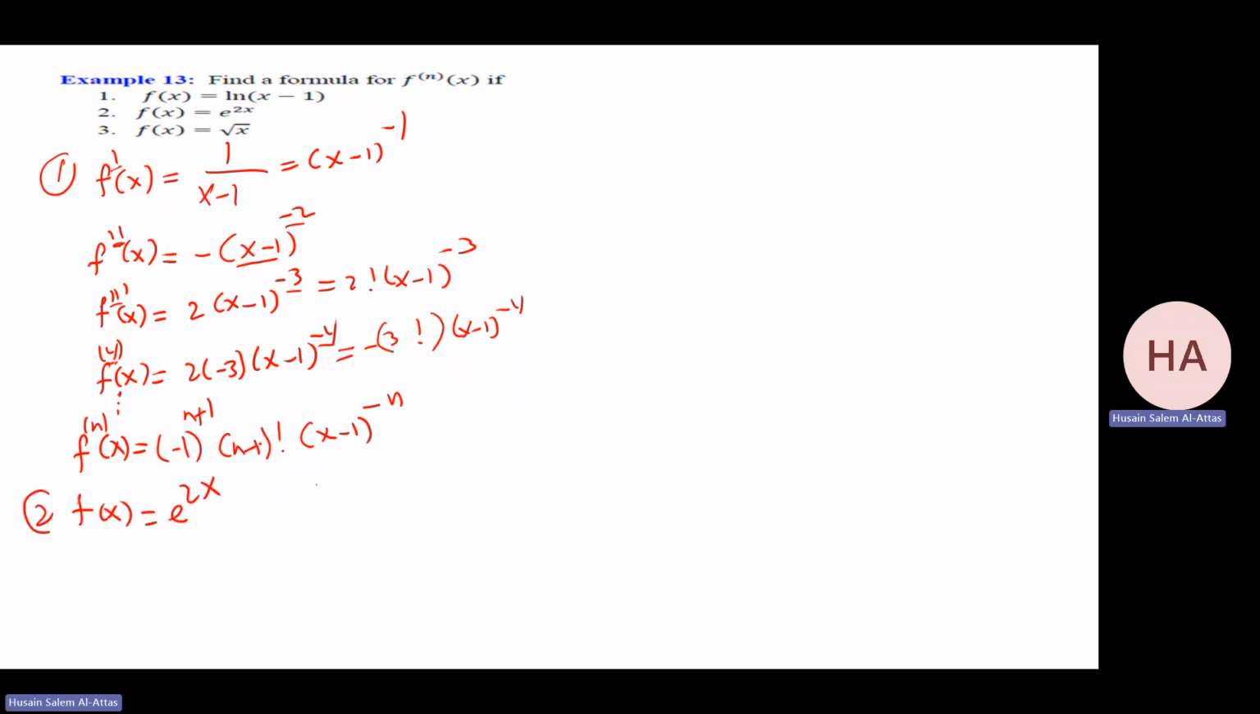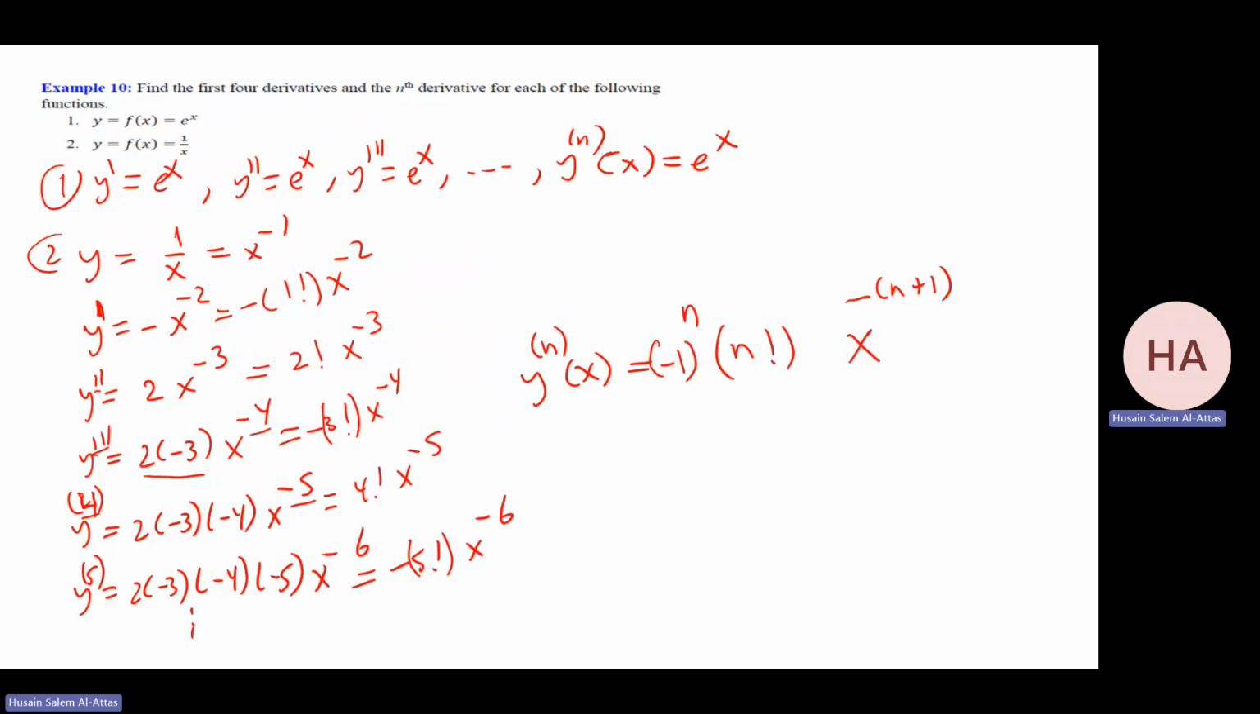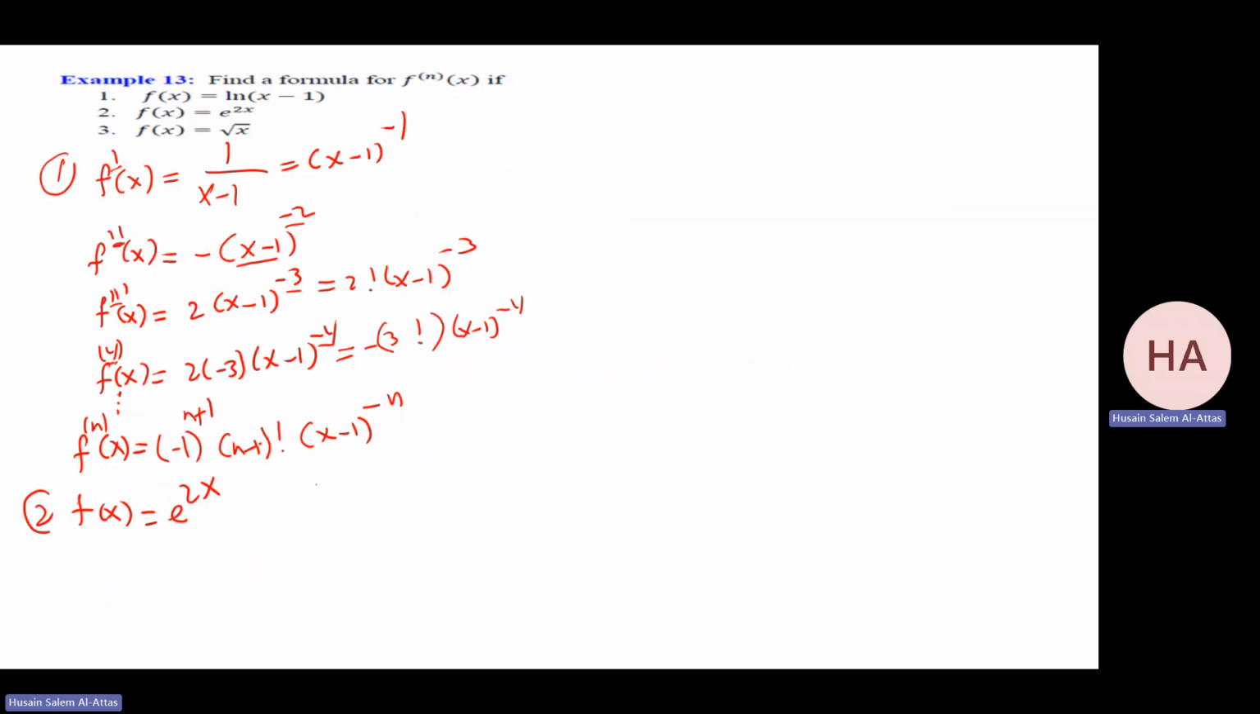e to the power 2x. We did e to the power x here, which is nothing, but now I need e to the power 2x. Okay, let me do it, I think it's easier. Also, it's not that difficult. e to the 2x, second derivative: 2 times 2 e to the 2x. In other words, 2 squared e to the 2x. Very clear, I think. The nth derivative will be, if we continue, 2 to the power n e to the 2x.